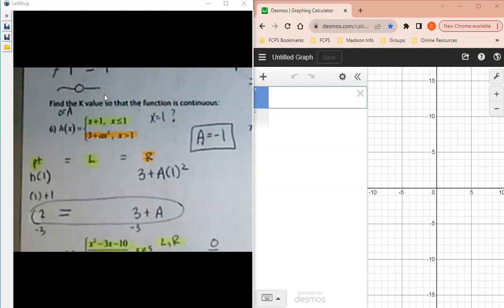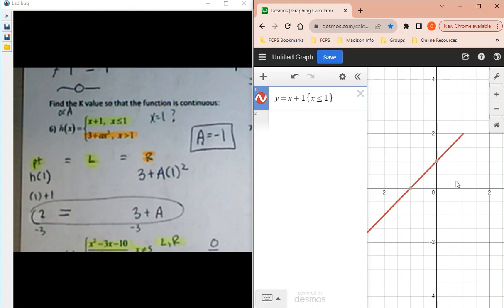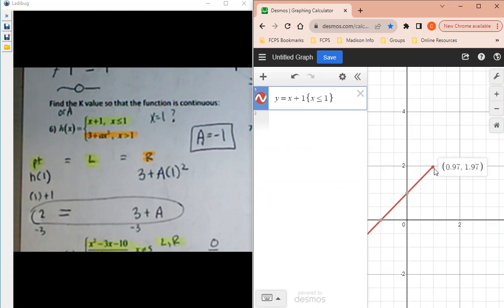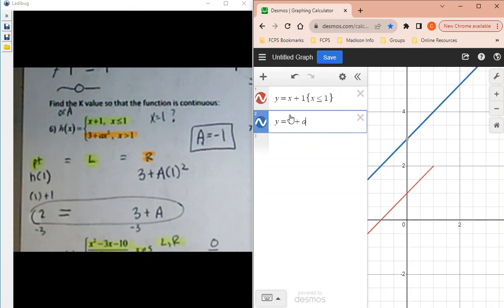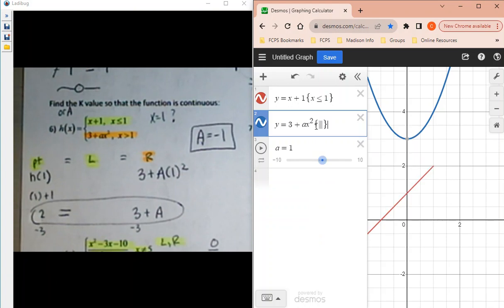Like this. So I'm going to look at this one right here, and I'm going to type it in, y equals x plus 1. But I'm going to put the domain next to it, x is less than or equal to 1, so it automatically cuts it off. And notice the point is also there, 1, 2. Okay, so now I'm going to type in the next one. y equals 3 plus ax squared. It's going to make you add a slider for a. And then I'm going to put in the domain next to it, x is greater than 1.